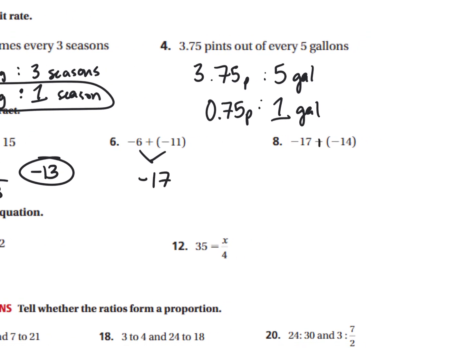Number 8, this is a karate math chop chop. I now have negative 17 plus positive 14. Those two don't like each other, they're going to subtract. And I'm left with 3. 17 was the bigger one, so this is a negative 3.